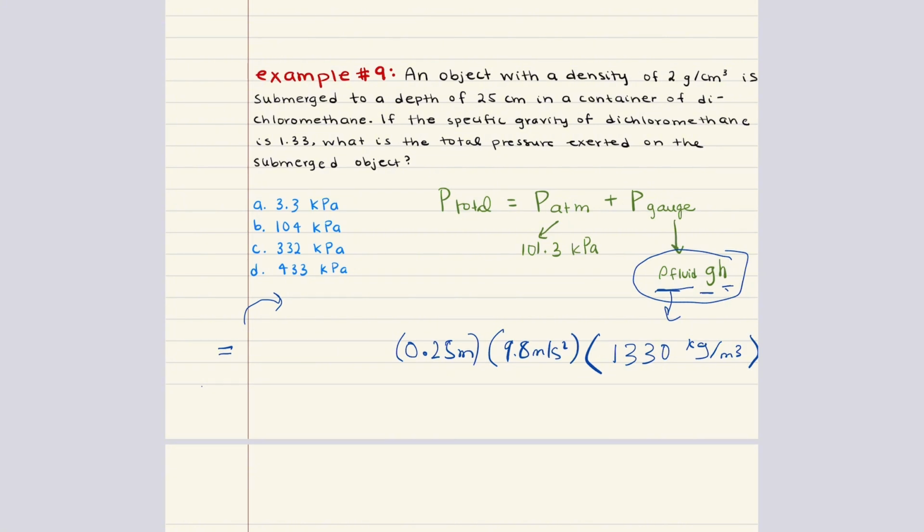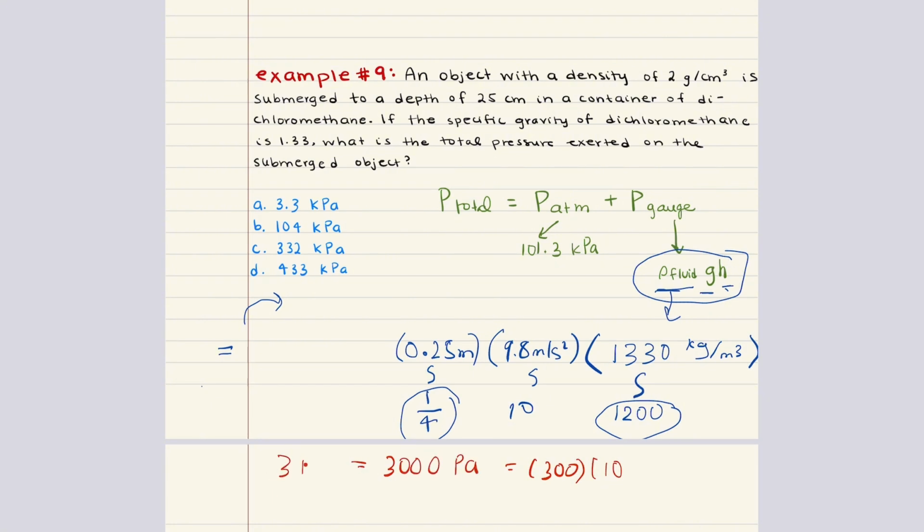Now, how are we going to do this without a calculator? We're going to do some approximations here. I'm going to round this, well, really not round, but rewrite 0.25 as 1 over 4. I'm going to round this to 10 meters per second squared. And then I'm going to approximate this to 1,200. And the reason why I want to do this is because 1,200 multiplied by 1 over 4 is a really easy calculation. That's just equal to 300. Then 300 multiplied by 10 gives us 3,000 pascals, which is also equal to 3 kilopascals.